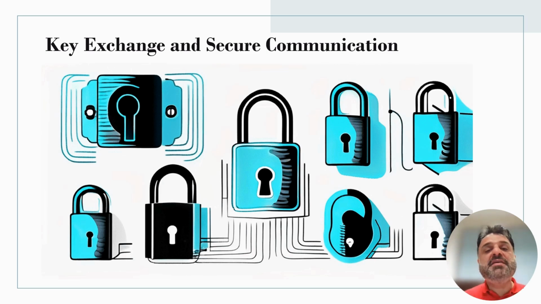Alice encrypts a shared symmetric key using Bob's public key and sends it to Bob, and Bob decrypts the symmetric key using his private key. Both now have the same symmetric key for fast and secure communication.